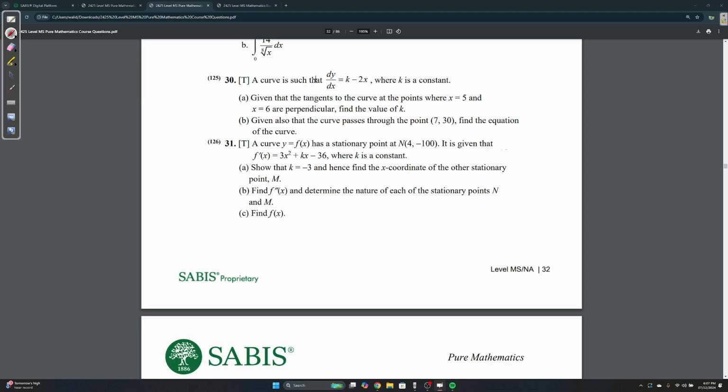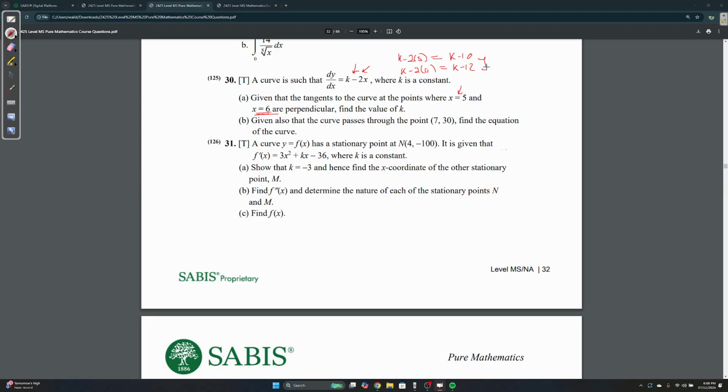Let me continue. A curve is such that the derivative is equal to k minus 2x, where k is a constant. Given that the tangents where x equals 5 and x equals 6 are perpendicular, find the value of k. What's the slope of the tangent at x equals 5? What's the slope at x equals 6? For x equals 5, you substitute 5 into the derivative. They gave you the derivative. So k minus 2 times 5, which is k minus 10. And at x equals 6, the slope is k minus 12.